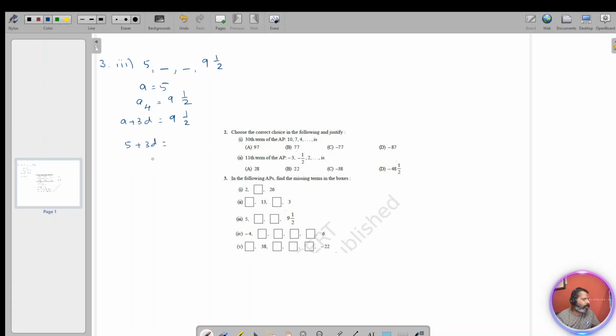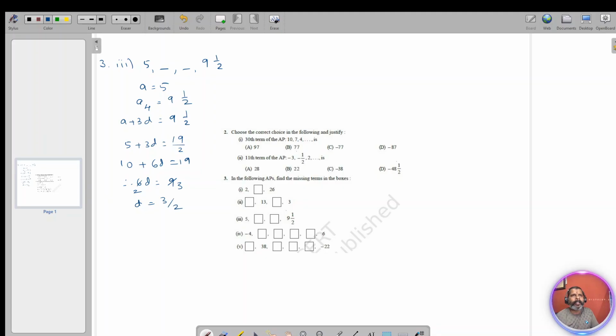We can solve it. 9 and a half is 18 plus 1, 19 by 2. A mixed fraction, you have to convert to improper. Therefore, if you transpose 5 to the left hand side directly, you need to take the LCM. Instead, I transpose the 2 to the left side. So it becomes 10 plus 2 times 3d, 6d, is equal to 19. Therefore, 6d is equal to 19 minus 10, which is 9. So d is equal to 3 by 2.